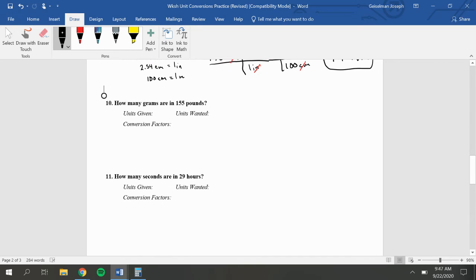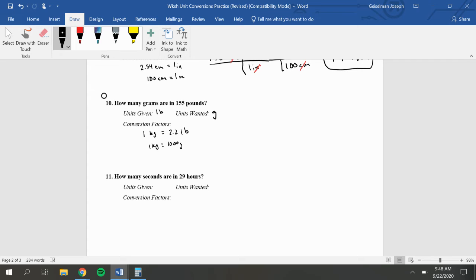All right, next one. How many grams are in 155 pounds? Well, I'm given pounds, LB, right, is the symbol for pounds, and I want to get to grams. Well, I don't have pounds to grams, but I do have 1 kilogram is equal to 2.2 pounds, right? You can also use the 4.54 number that's on your worksheet if you'd like to use that number for kilograms to 1 pound. But I also know that 1 kilogram is equal to 1,000 grams.